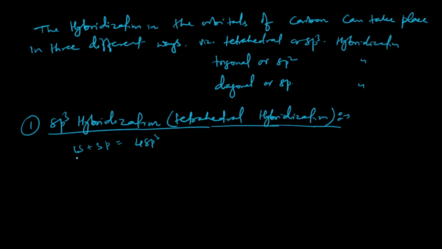So here you see 1s and 3p. This 3 is not the principal quantum number. This 1 is your single s orbital, and 3p is your 3p orbitals that are participating. So this 3 and this 1 total to 4. That's why we are getting 4 sp3 hybrid orbitals.